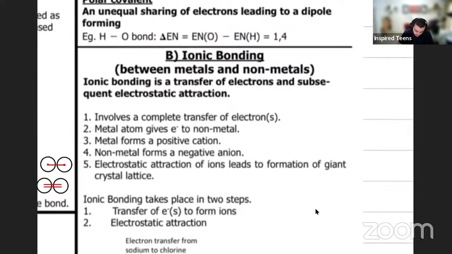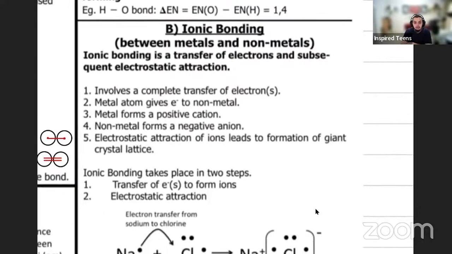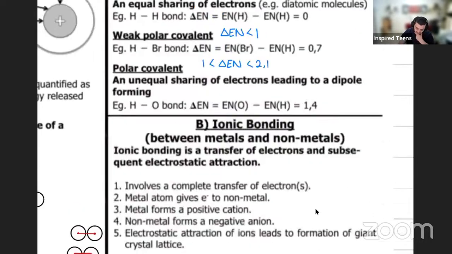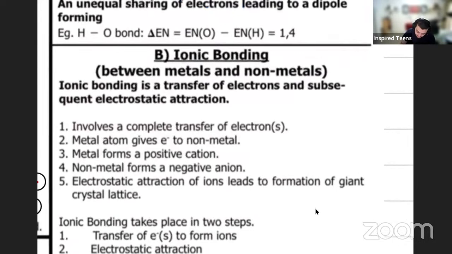Okay. Let's look at ionic bonding. The next type of chemical bond is between a metal and a non-metal. Ionic bonding is a transfer of electrons and subsequent electrostatic attraction. That's what was missing from the other part. So it's a transfer of electrons and subsequent electrostatic attraction. Now, what we do need to note is that we can define it as: ionic bonding is the transfer of electrons from metal to non-metal.